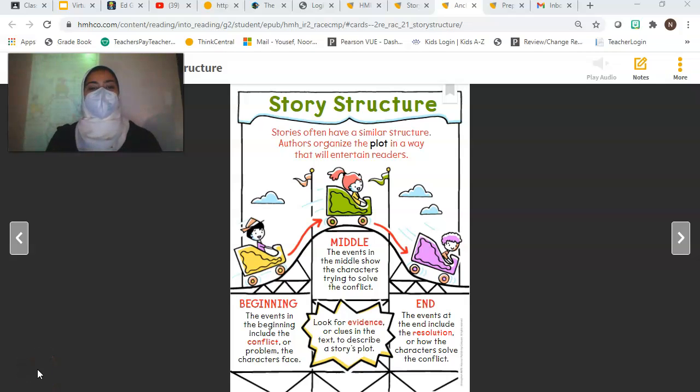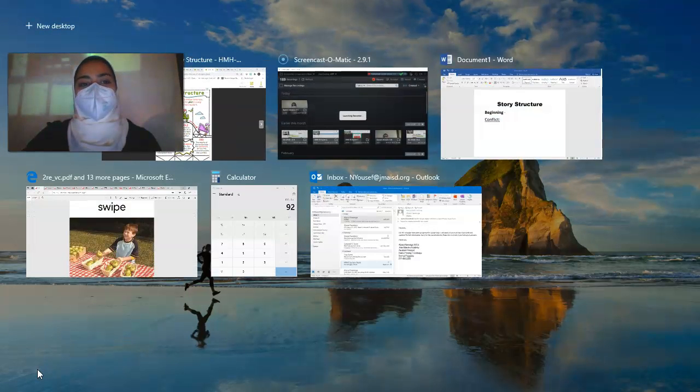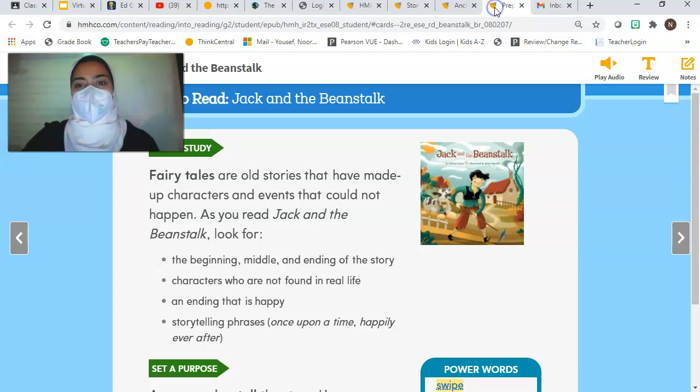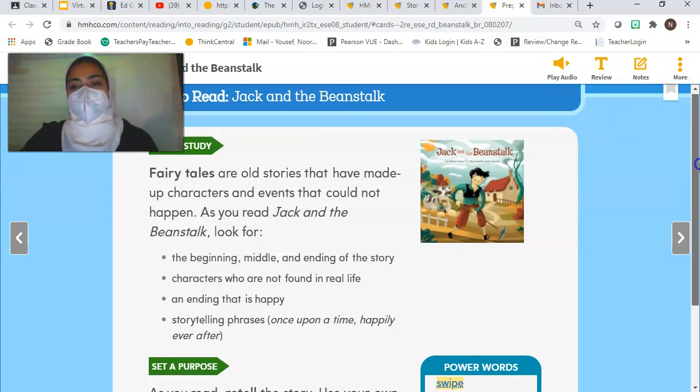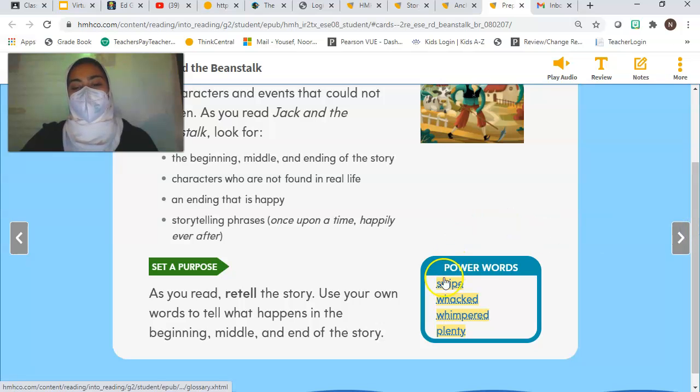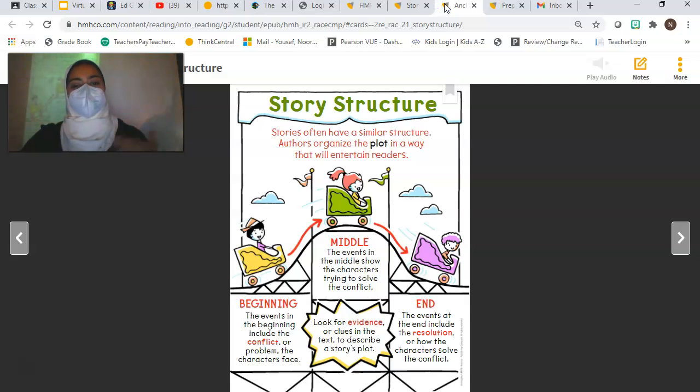We are going to be focusing on story structure. We will be rereading Jack and the Beanstalk. We read the story on the previous lesson. We're going to reread it today, and we're going to do an activity with the power words, and then we're going to answer some questions and do the reading graphic organizer story structure.